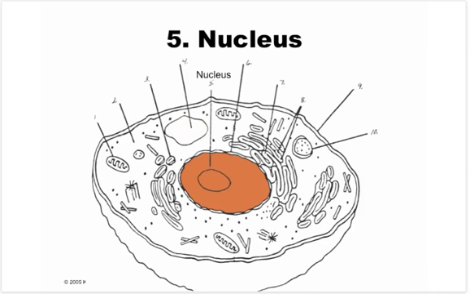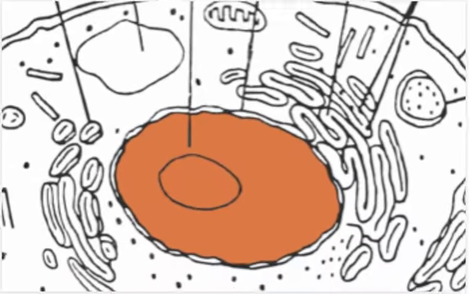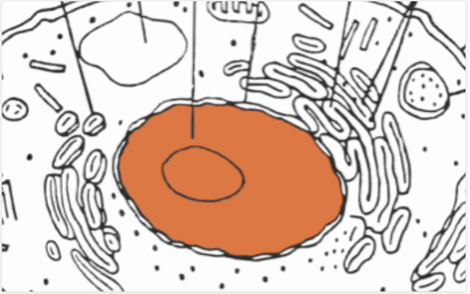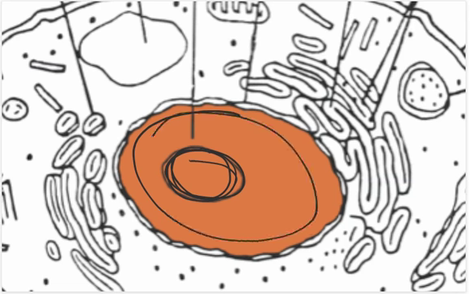Number 5 is the nucleus. It's pointing to the egg-shaped nucleus. One question you may have is, what's the difference between this part here and this outer part here? The outer part and the inner part together is the nucleus. This part here in the center is something else called the nucleolus. This is where the DNA is condensed. We'll talk more about that later.